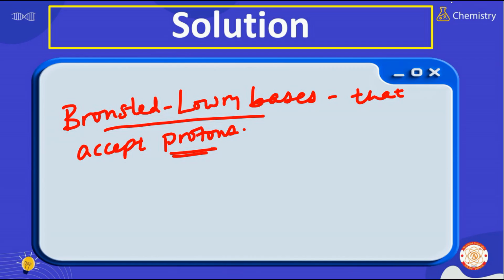According to Bronsted-Lowry, the definition of a base is a substance that accepts protons.